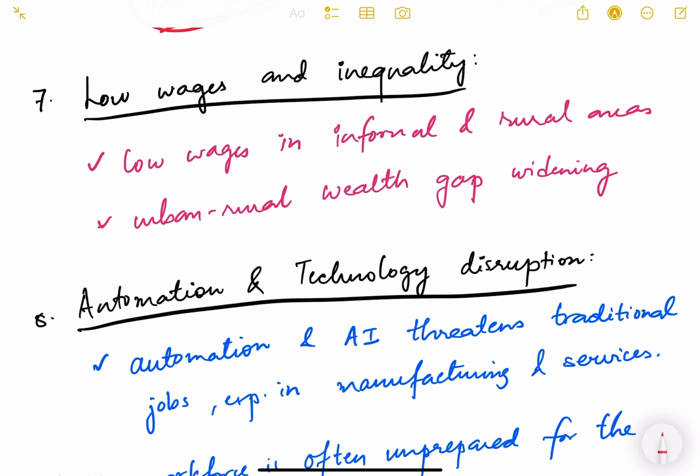Next one is low wages and inequality, another challenge. Many sectors in India pay low wages because of informal and rural economies. Economic inequality has grown because of this. Wealth is concentrated in urban areas and only in specific industries. So the rural-urban wealth gap is also widening.